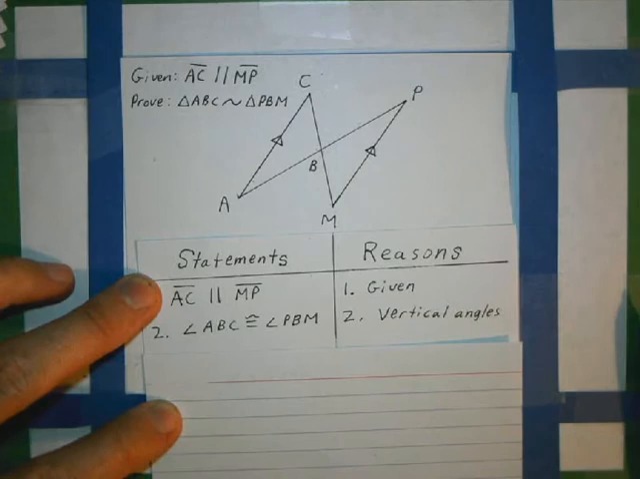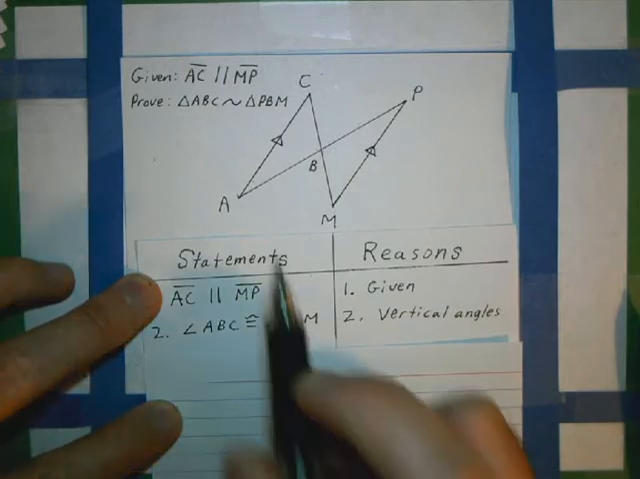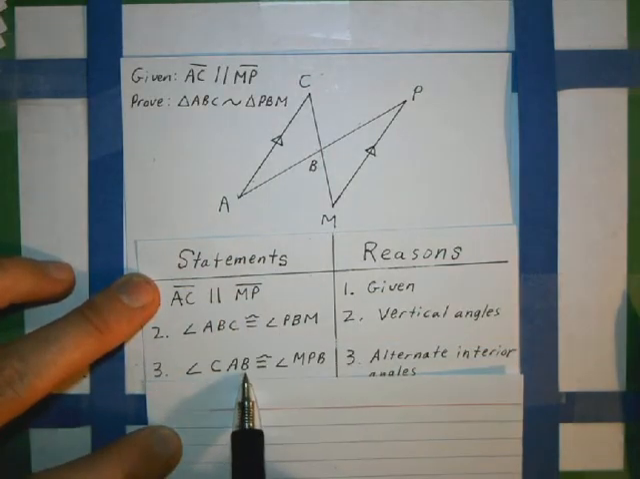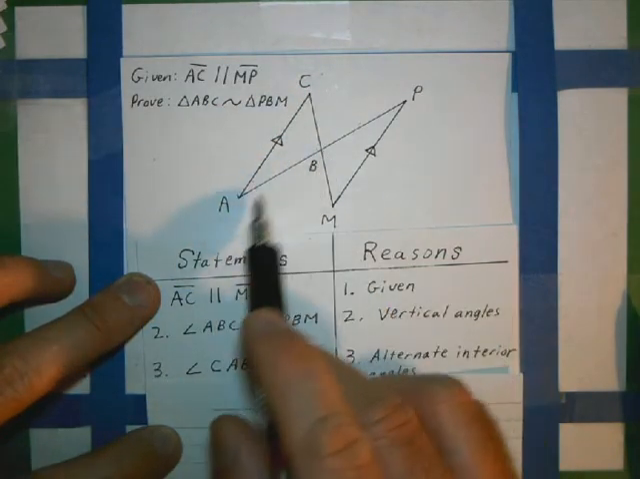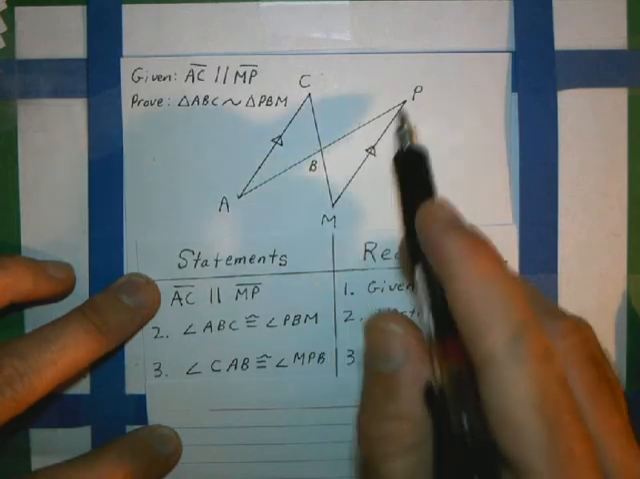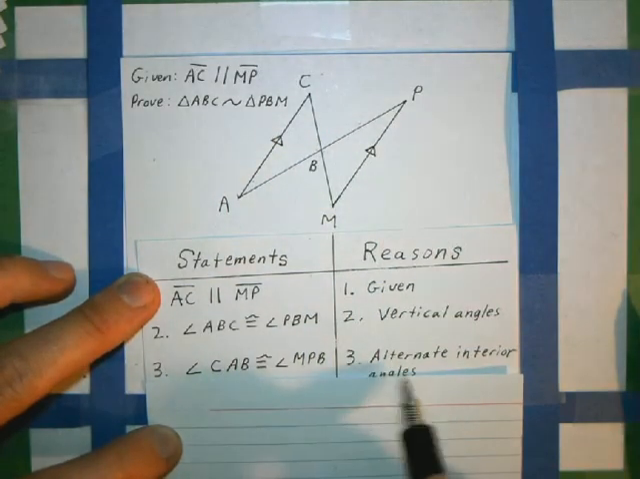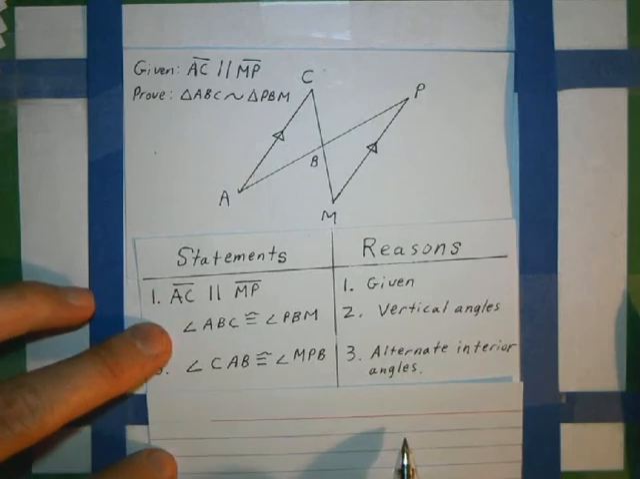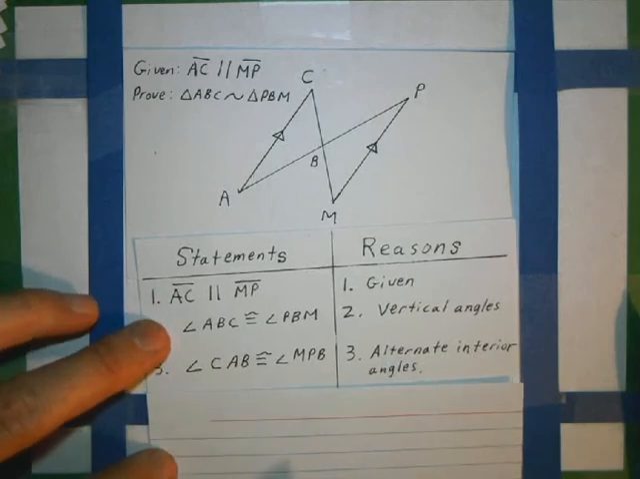So our statement is that they are congruent. CAB is congruent to MPB. And why? Because they're alternate interior angles, and alternate interior angles are congruent.